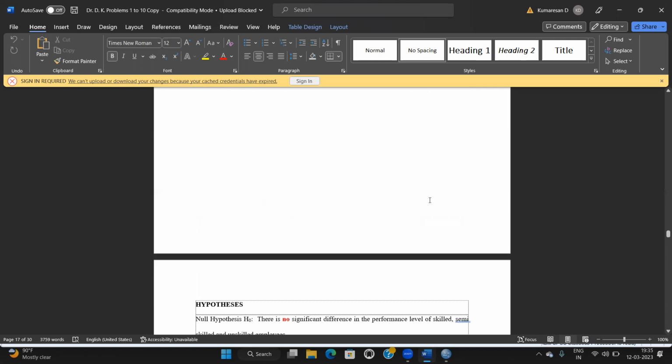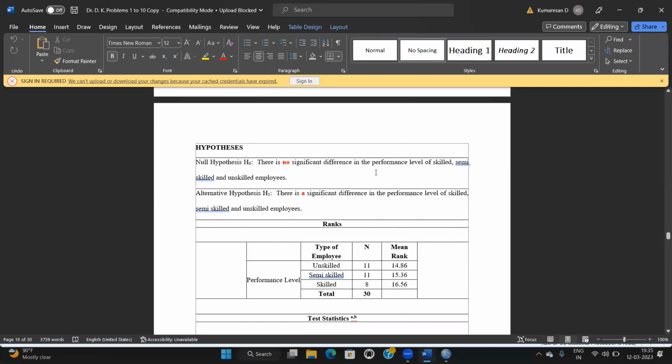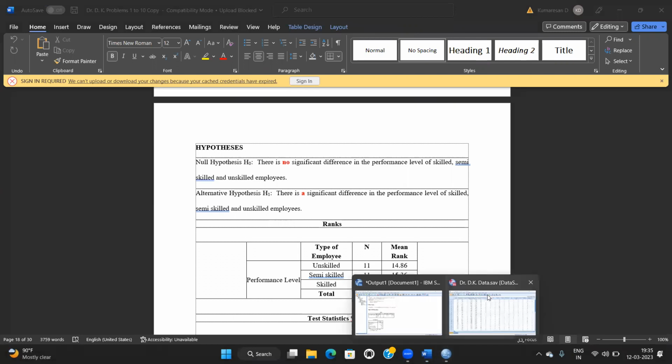First of all, we have to formulate the hypothesis. Null hypothesis: there is no significant difference in the performance levels of skilled, semi-skilled, and unskilled employees. What is the alternative? There is a significant difference in the performance levels of skilled, semi-skilled, and unskilled employees. That's it. Now, let us go to the analysis.